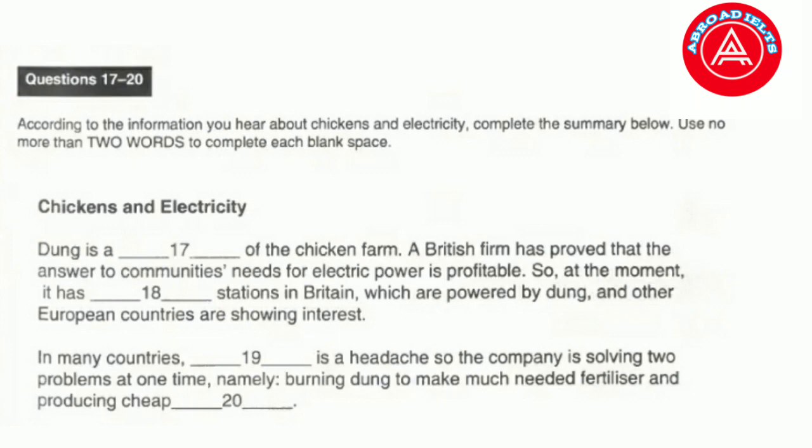In many countries, agricultural waste is even more of a problem than industrial waste, polluting even the sea, where rivers have carried nitrogen and other agricultural waste to estuaries and inshore waters. By burning dung and producing cheap electric power in the process, however, this company is solving two problems in one go. That's all for today.